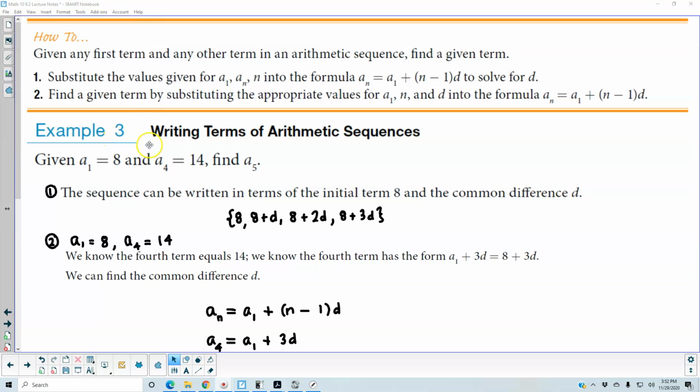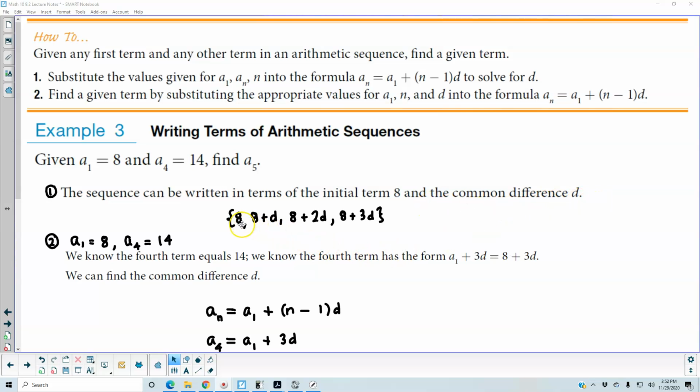So for example 3, we want to write in terms of an arithmetic sequence. We are given that the first term is 8. We are also given that the fourth term is 14, and we want to be able to find the fifth term. So in step number 1, the sequence can be written in terms of the initial term, which is 8, and the common difference d.